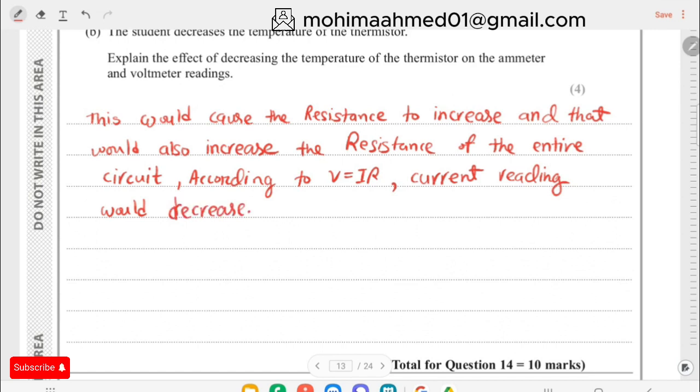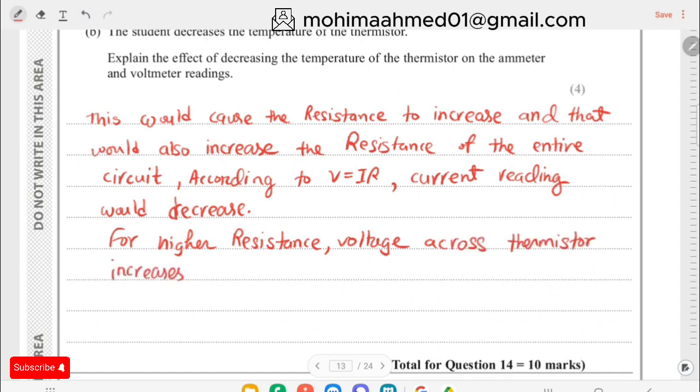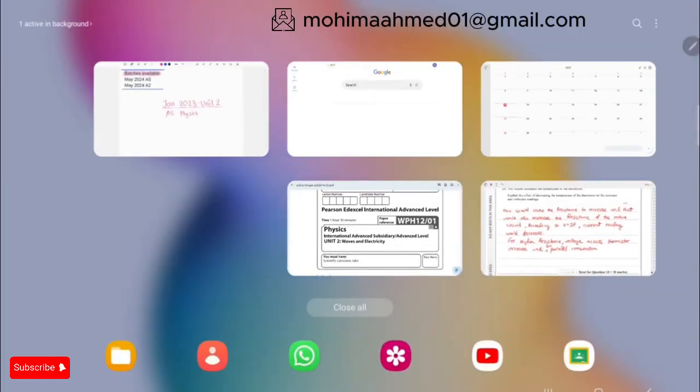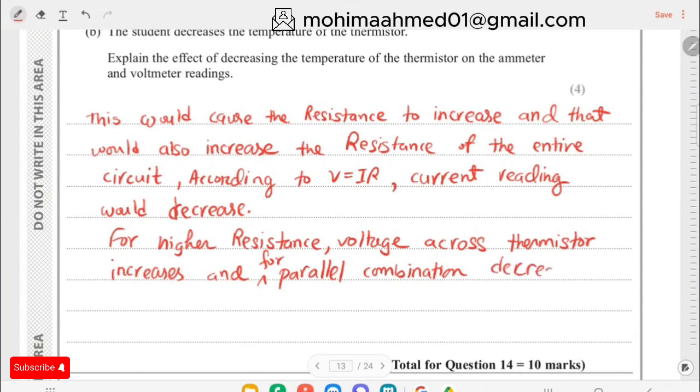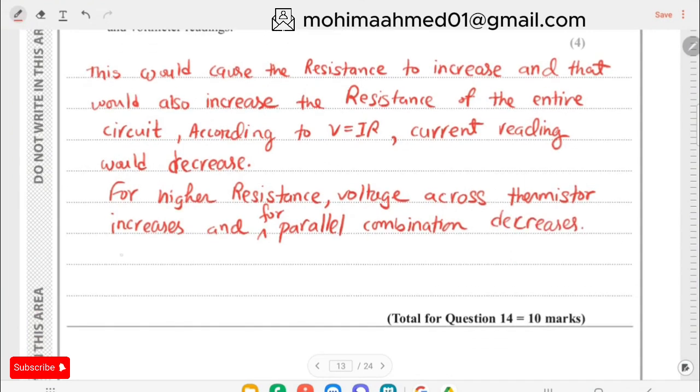Again, for the next point, for the voltmeter, for a higher resistance, the voltage requirement would increase and less voltage is available for the parallel combination. So the voltmeter reading decreases. For higher resistance, voltage across thermistor increases and parallel combination decreases. So we can write, therefore voltmeter reading decreases.